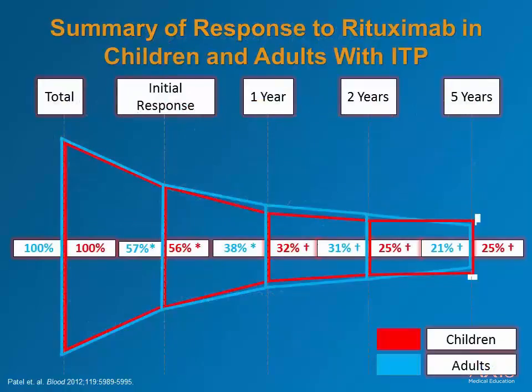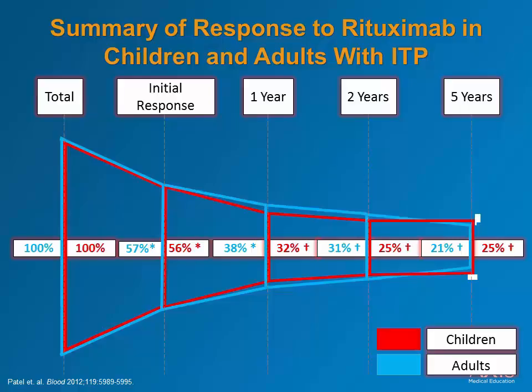Well, this has been looked at by the co-chair of this meeting and his group, and they published the data on this. And as you can see in this slide from the paper by Patel in Blood, published in 2012, which looks at a cohort of both children and adults, you could tell this gentleman that at 1 year he has about a 38%, close to 40% chance of having a platelet count greater than 50,000. But at 5 years, there's only about a 21% chance of having a sustained platelet response.